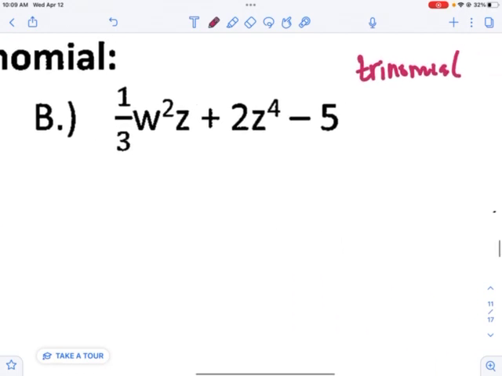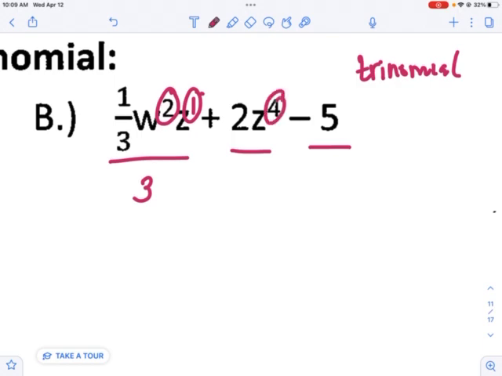Letter B, remember I have a trinomial. Let's see what the degree of the monomials are here. Okay, well, I'm going to plug a 1 in for the exponent of y. And 2 plus 1, that monomial has a degree of 3. Second one, I have 2z to the 4, so that has a degree of 4. And then negative 5 has a degree of 0. So my highest degree is 4. So this trinomial has a degree of 4.